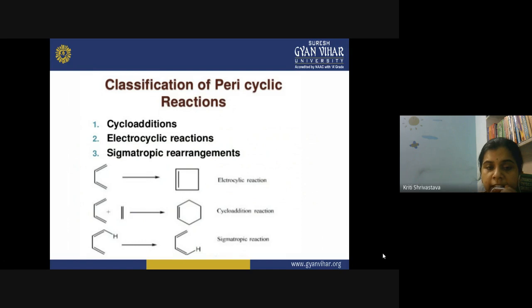This is the electrocyclic reaction, and the last one is the sigmatropic reaction, where the sigma bond is rearranged. It has changed its position. Again, that is also due to electronic displacement, electronic redistribution, and they are also what? They are pericyclic reactions.